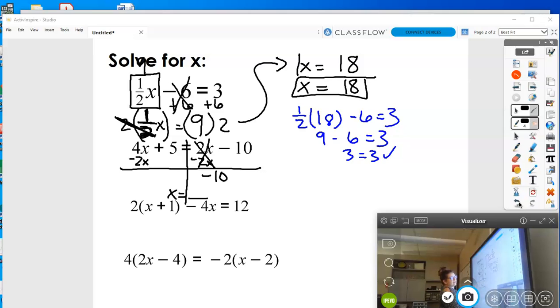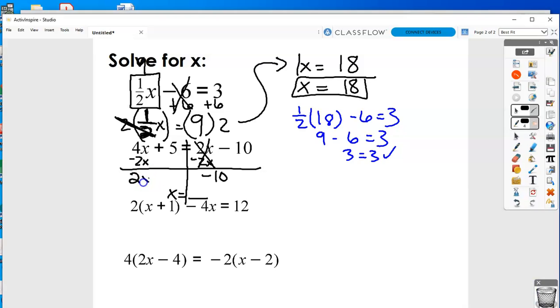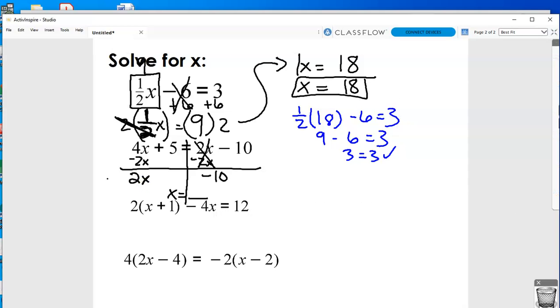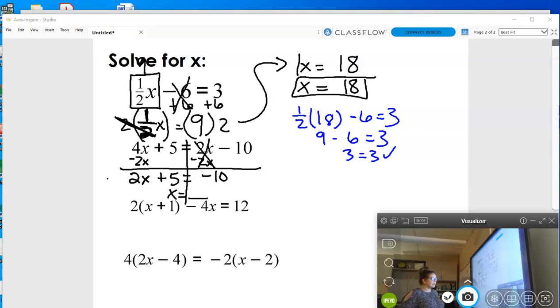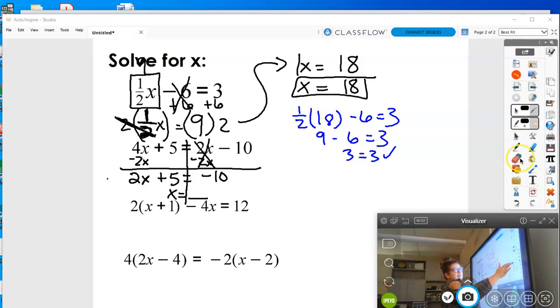So over here we're just left with that negative 10. Over here 4x minus 2x would be 2x. And we have that 2x plus 5 equals negative 10. Okay. Next thing that I'm thinking is, now this is one of those easier equations to solve like we're used to, where it's 2 times something plus 5 got me negative 10. So I would probably cancel out that plus 5 with a minus 5.